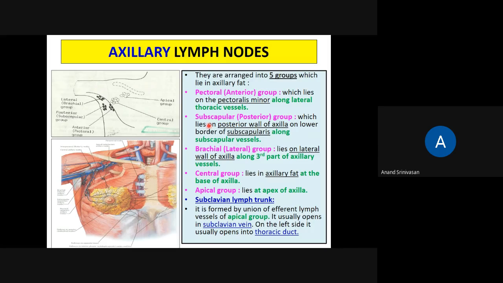Then on the posterior part, it is the subscapular group of lymph nodes. They lie along the subscapular vessels.